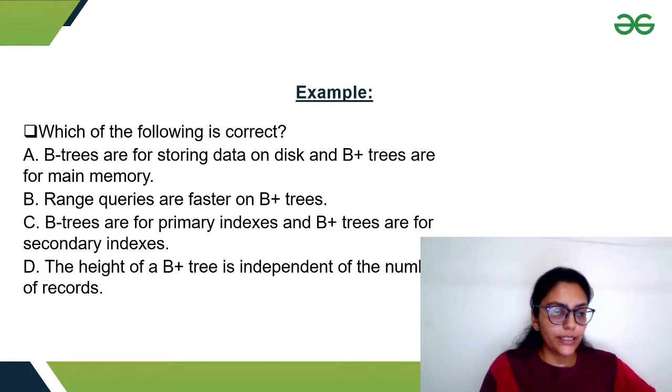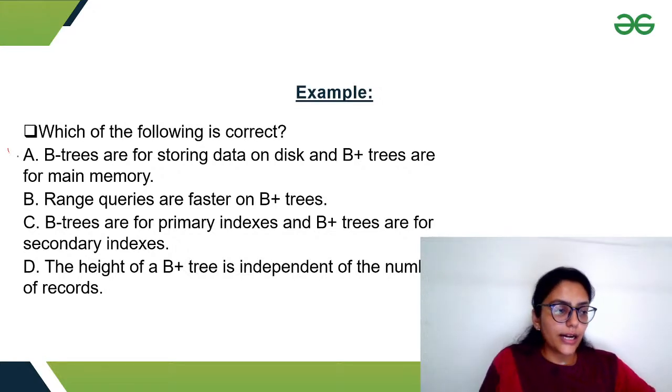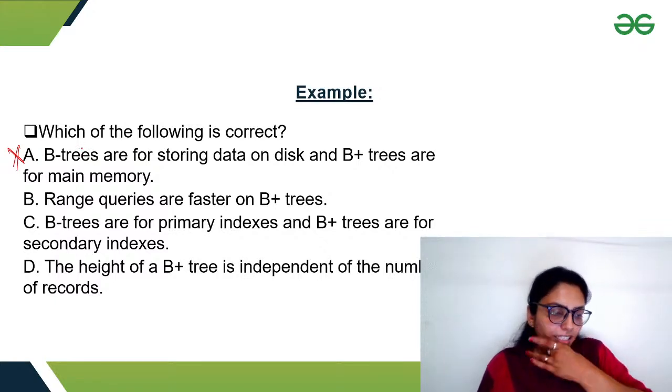B tree are storing data on disk and B plus tree are storing in main memory. So this is not correct. Both of them are storing data in disk only. Range queries are faster in B plus tree.